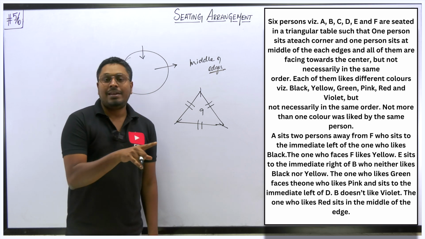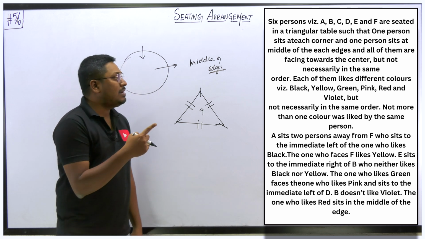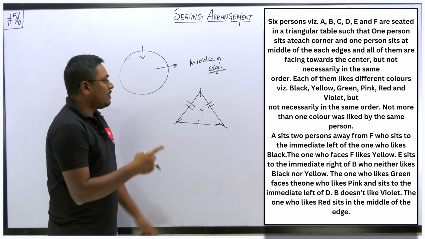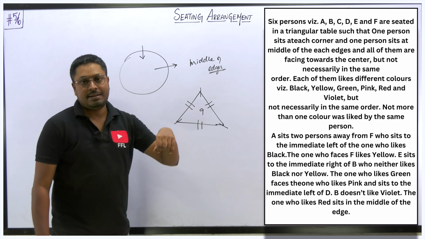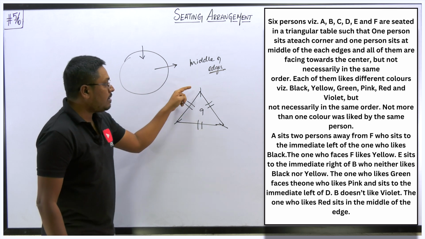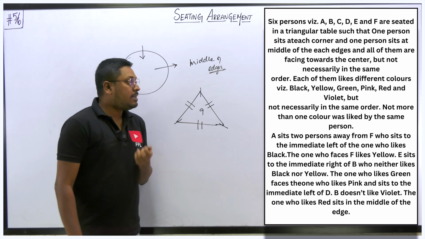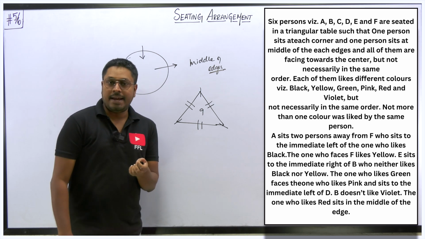So be very careful, read the complete passage. I think the first question is based on one person sitting in the middle of the edges. I think set number 6 is based on 2 persons sitting on each side, and 3 persons sitting at the corners, right? So these are the things that are most important in the triangular arrangement.